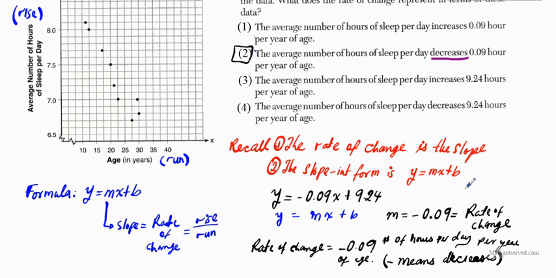And then if you look at the units, rise over run, the rise is average number of hours of sleep per day. That's your rise. And your run is the age in years. So the answer is option number 2.